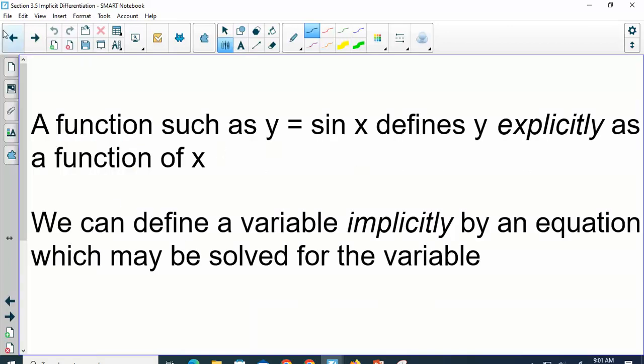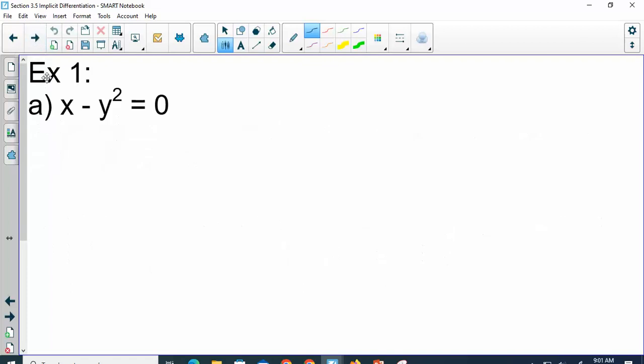Here we're used to what's called an explicit function where it's y equals, but it might be implicit where the y is somewhere else within the equation. So let's say I gave you something like this.